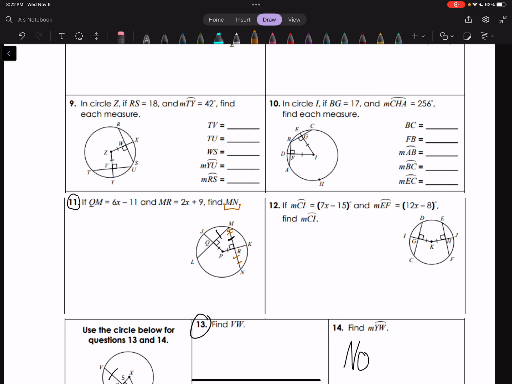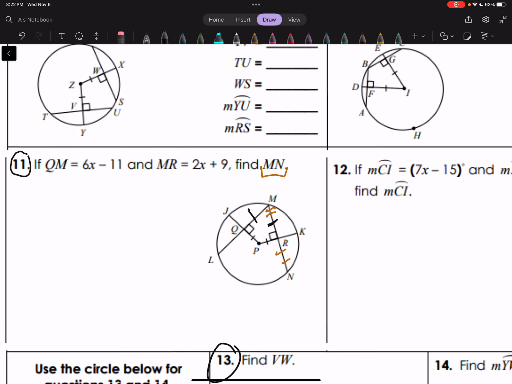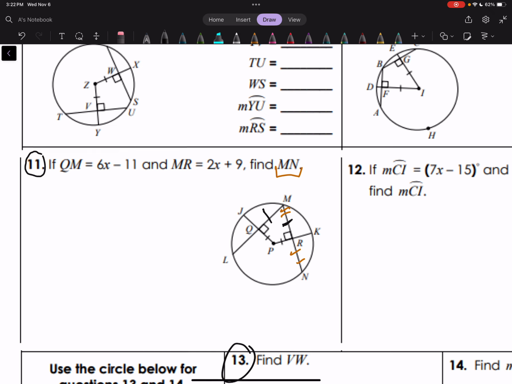So first, I'm going to find out what my X value is so I can find the length of MR and then find the total length M to N. Now that's a lot of words. Let's try it in practice. First, I know that they're congruent. So I have 6x minus 11 is equal to 2x plus 9. You can type it in Desmos, get the answer, but 4x is going to be equal to 20. X is equal to 5.